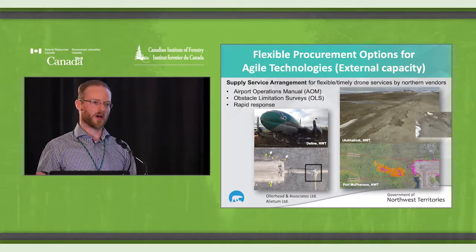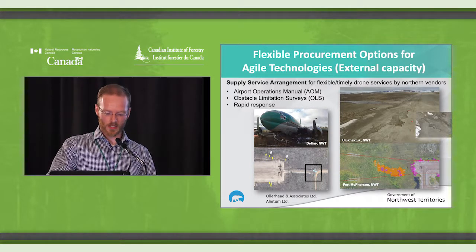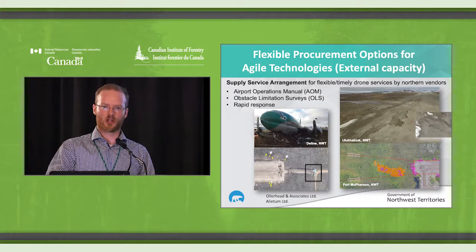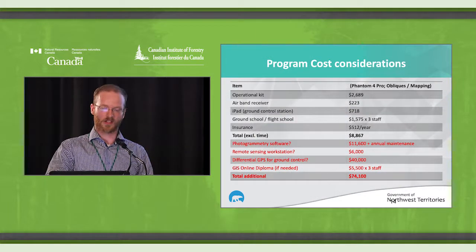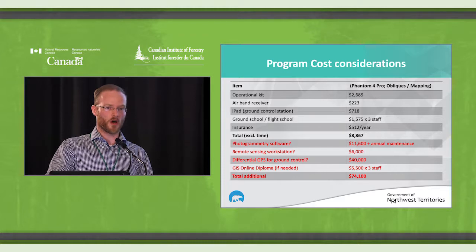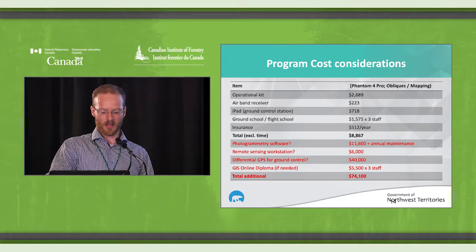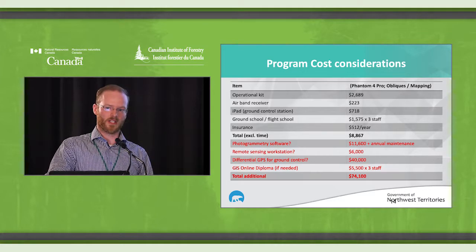Now, in terms of wrapping up, I wanted to provide a couple of considerations. We've mentioned a little bit about the cost of drones. It certainly only starts with the operational kit. Once you start talking airband receiver, a ground control station like an iPad, ground school, flight school for a few staff, and insurance for just a year, your $2,000 investment in terms of hardware is actually more like $9,000.